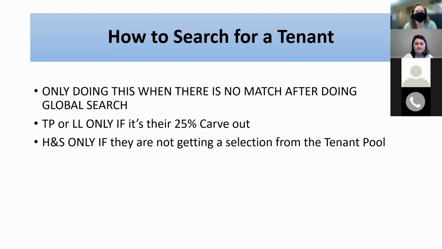Awesome. Thank you guys for doing that. We appreciate that. Context is everything. And then if we search for a landlord and see that they are already being served by the tenant pool program, should we not ask to serve that landlord through Hub and Spoke?